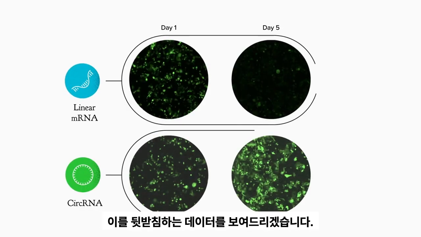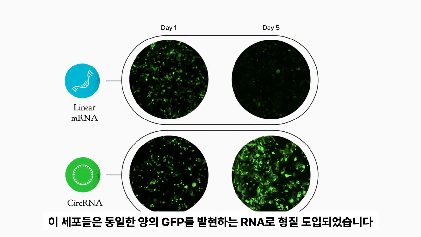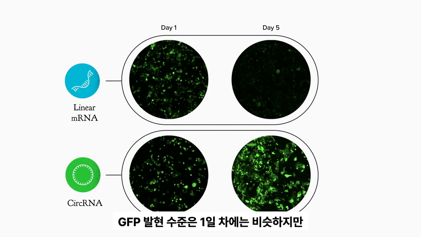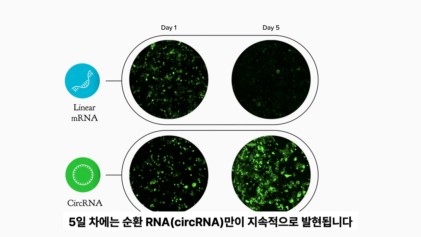Here's some data to make that point. These cells were transfected with equal amounts of RNA expressing GFP, either conventional mRNA or circular. The GFP expression is similar on day 1, but only the circRNA keeps expressing on day 5.